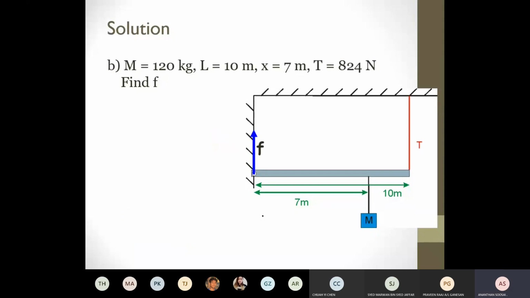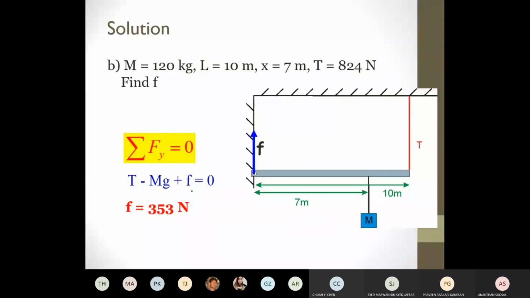Okay, B. So the force is up. As I said, at the pivot, there is always a force acting. By using net moment, the force vertically must be 0. So force up equals force down. So F plus T minus mg equals 0. So you get another equation. T you already know from part A, so you can find the F. You should get 353 Newton.